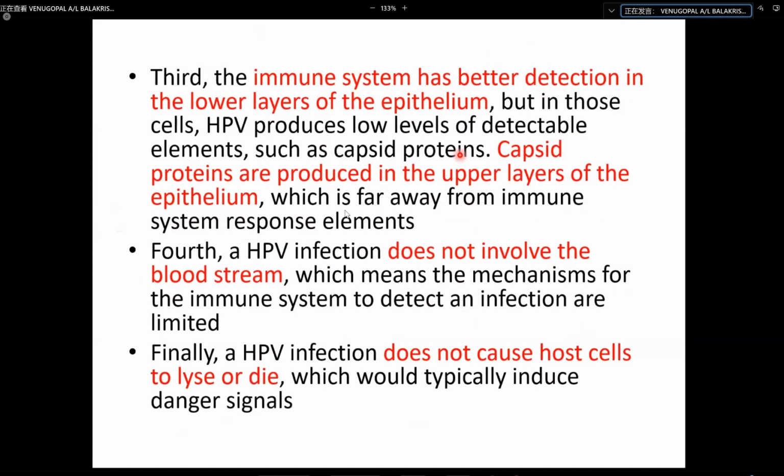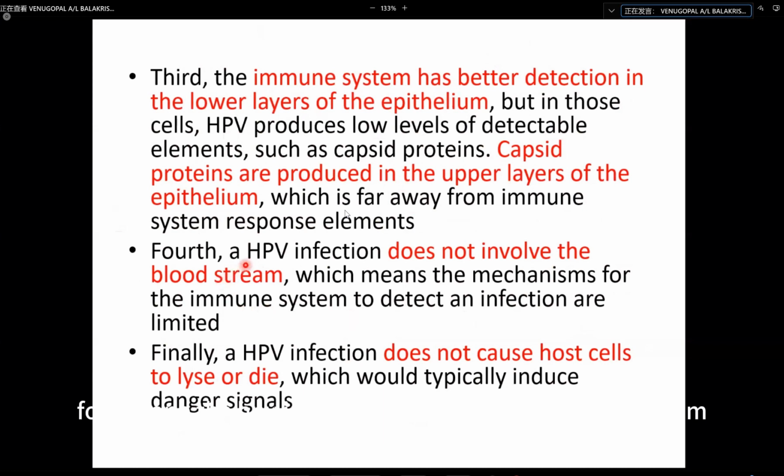Okay, why do they say so? Because once they have integrated into the host genome, it doesn't have to produce capsid protein. The propagation of virus happens at the keratinocyte layer. They go down and down. It is just the cell dividing, which already has the HPV genome inside. That is why it couldn't be detected also in the lower epithelium.